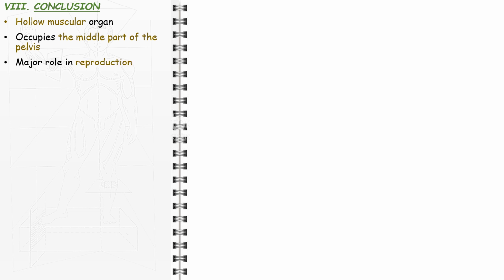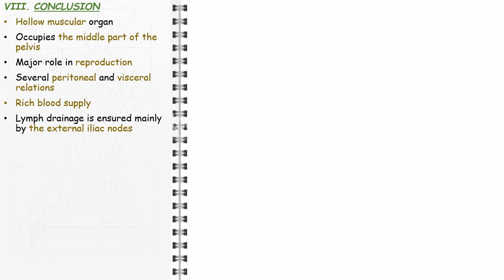Messages to take home. The uterus is a hollow muscular organ that occupies the middle part of the pelvis. It plays a major role in reproduction, has several peritoneal and visceral relations and rich blood supply. Its lymph drainage is ensured mainly by the external iliac nodes and its motricity is neurohormonal mediated.